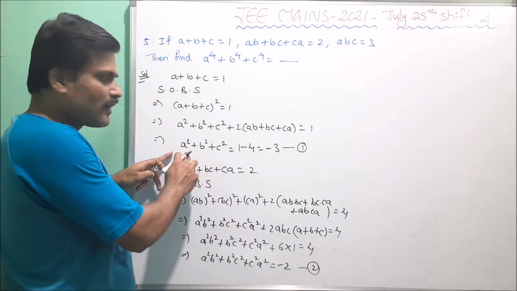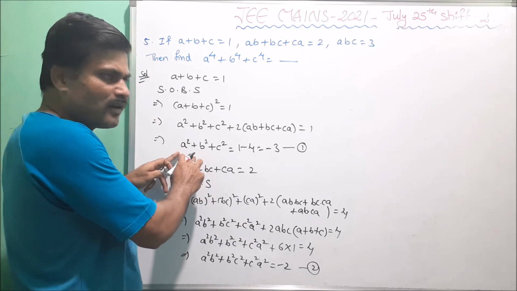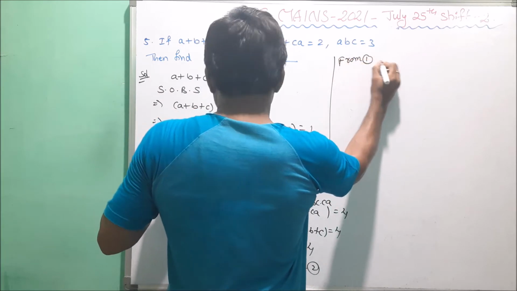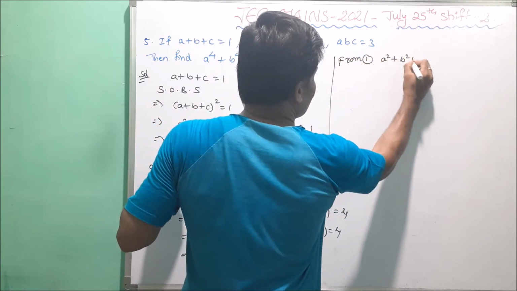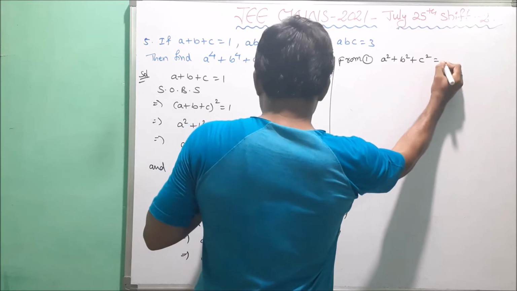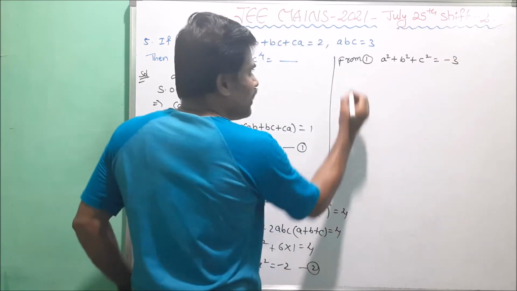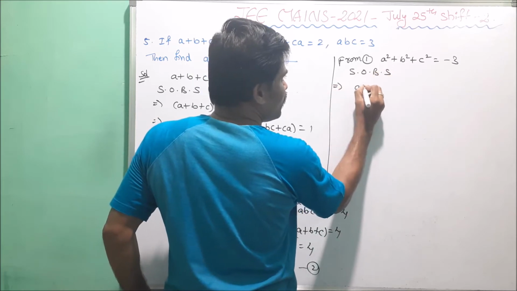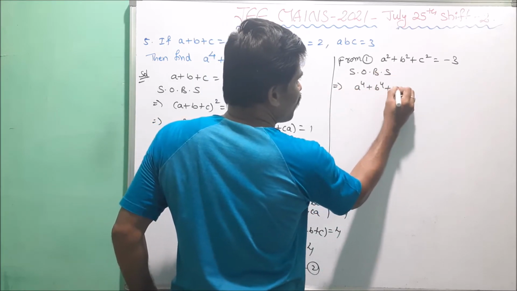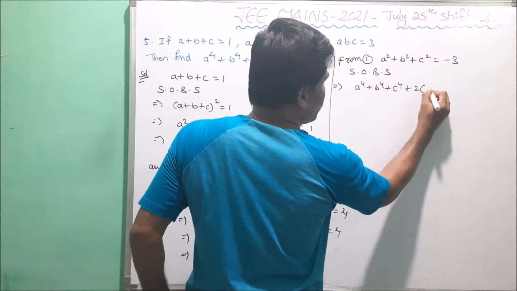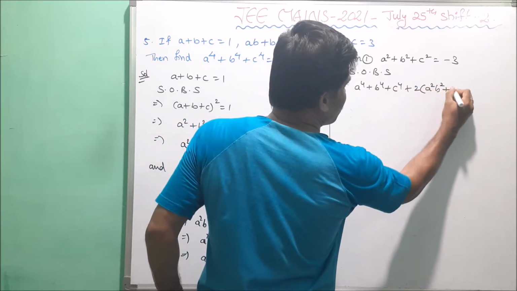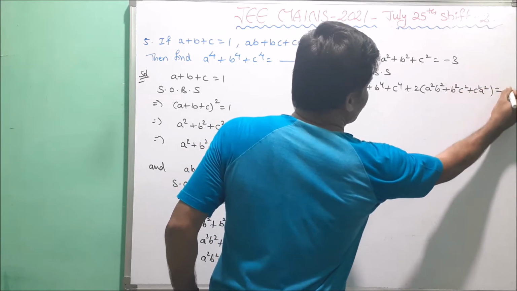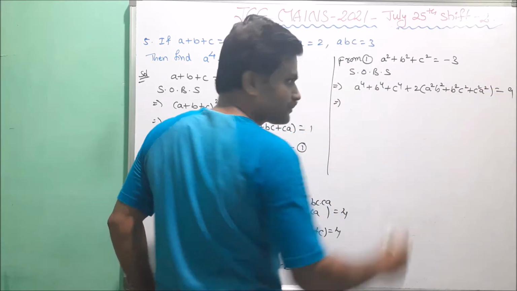Now we take equation 1 and again squaring on both sides. From 1, A square plus B square plus C square equal to minus 3. Again squaring on both sides. A power 4 plus B power 4 plus C power 4 plus 2 into A square B square plus B square C square plus C square A square, minus 3 whole square means 9.